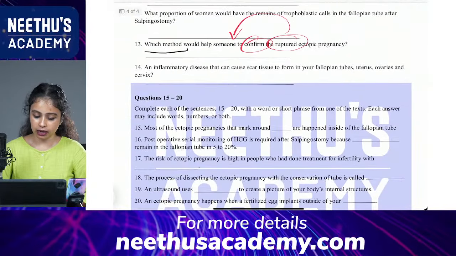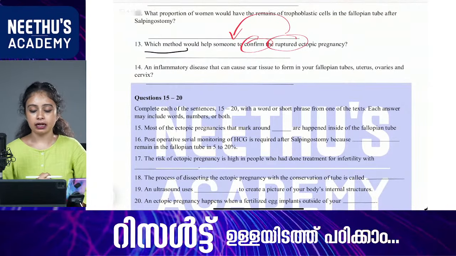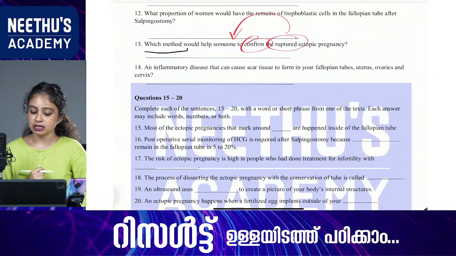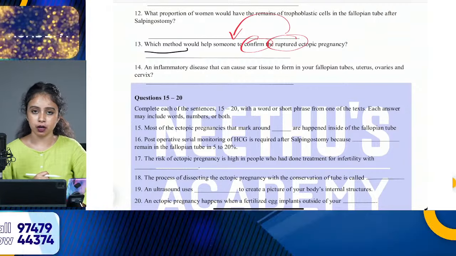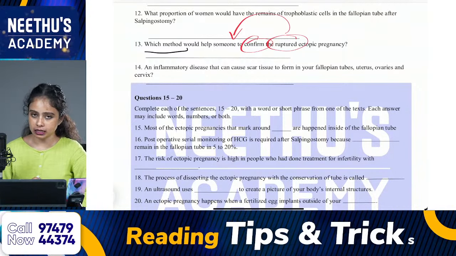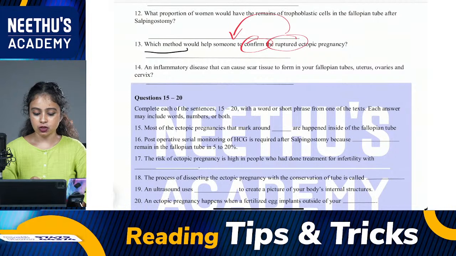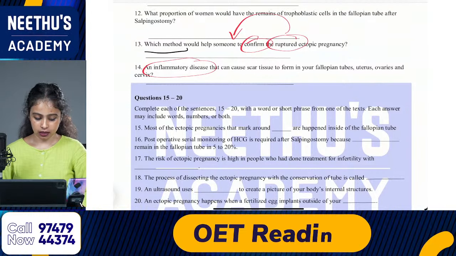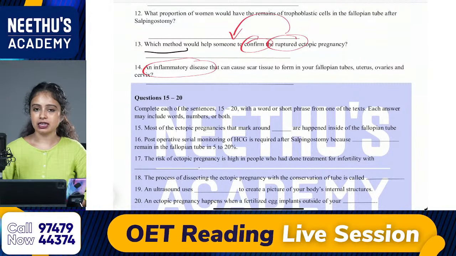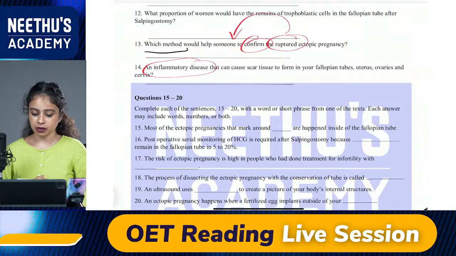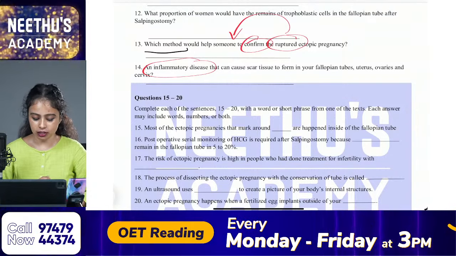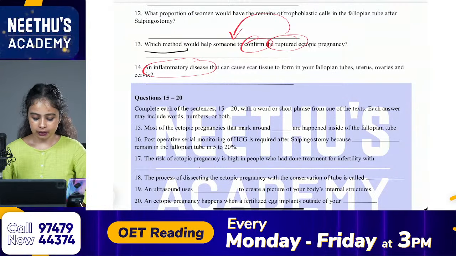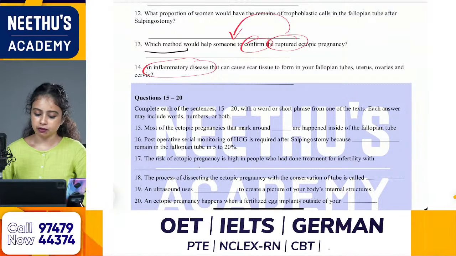Then the next one, the last one, the 14th one. An inflammatory disease that can cause scar tissue to form in your fallopian tubes, uterus, ovaries and cervix. So an inflammatory disease. What inflammatory disease? An inflammatory disease that causes scar tissue. Any idea?